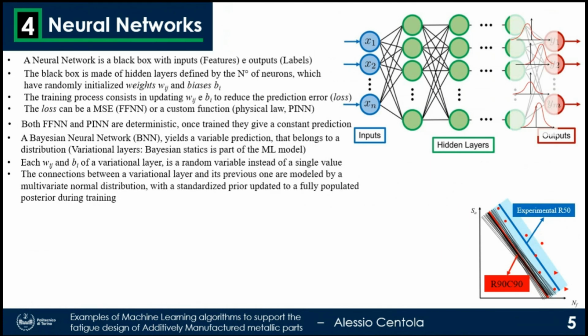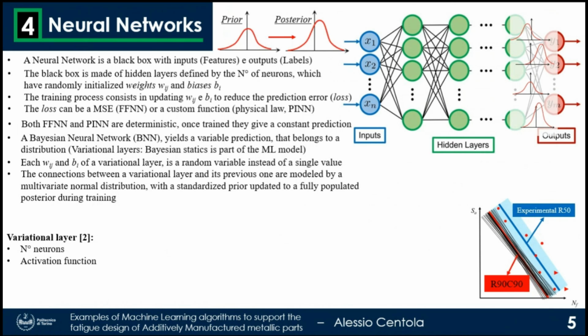And so the connection between a variational layer and its previous one is modeled by a distribution that we can choose, which could be, for example, as in this case, a multivariate normal distribution with a standardized prior updated to a fully populated posterior during training. So pictorially we pass from this to this for this case. A variational layer is defined in the same way as a normal layer, so we have the number of neurons and the activation function, but as I said before, we also need to specify the prior, which in this case is a standardized normal distribution, so a null mean vector and identity covariance matrix, and is updated to a fully populated posterior.